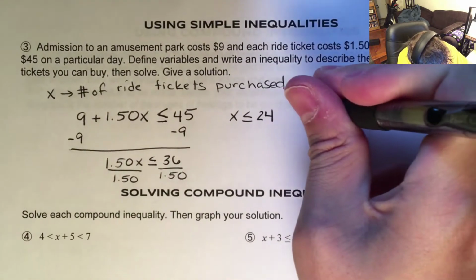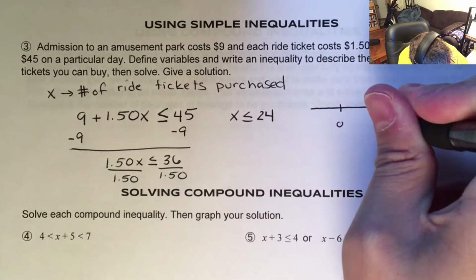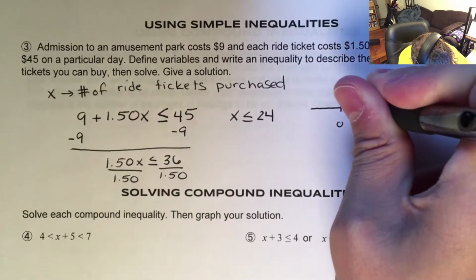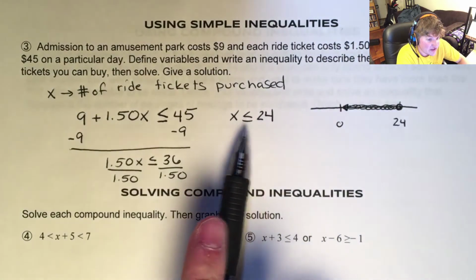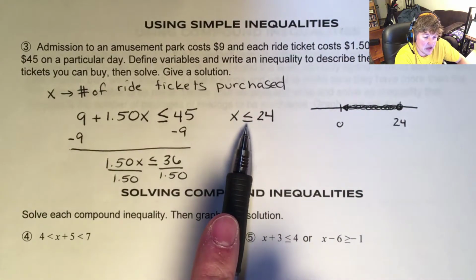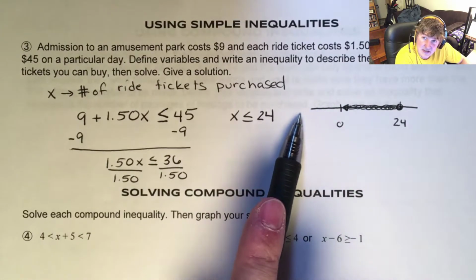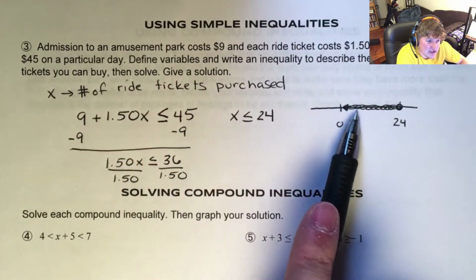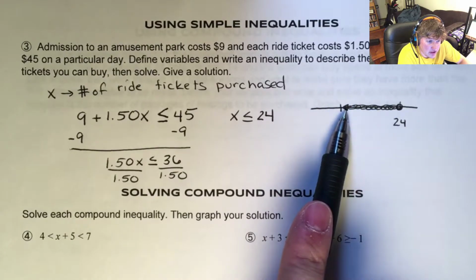Okay, so, what does that mean? If I have 0 here and 24 here, I can buy up to 24 tickets. Now, one thing to think about, even though this is just a very basic example of an inequality, can I buy negative tickets? Not really. So, what does this mean? I know that I really can spend between 24 and 0 tickets. Can I buy 0 tickets?